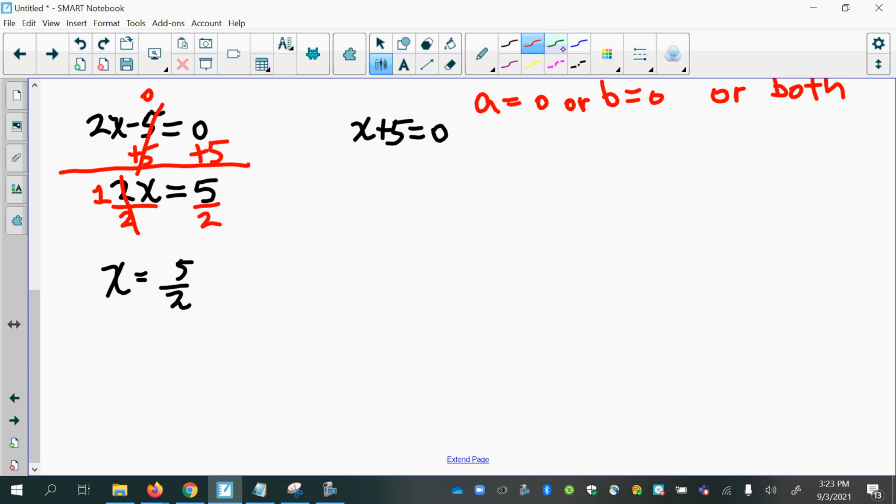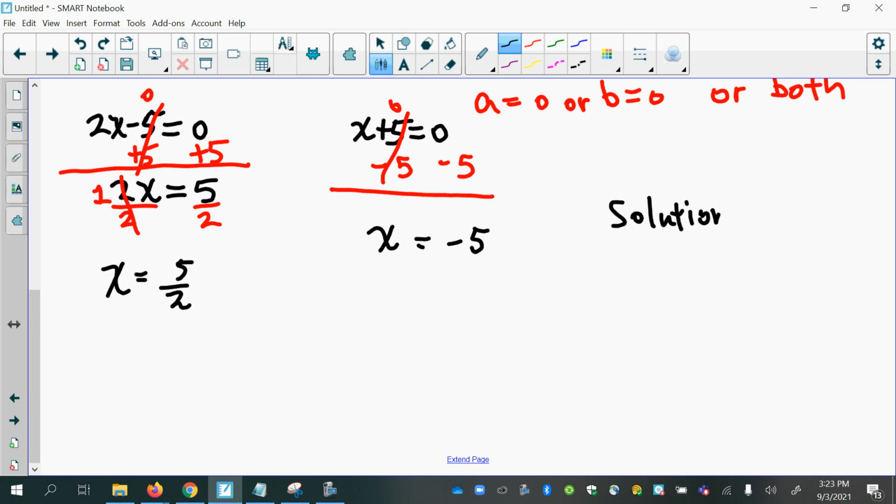Then I can solve the other, subtracting 5 on both sides to zero it out on the left. And I have x equals negative 5. So that's my other solution. So now my solution set is negative 5, comma 5 halves.